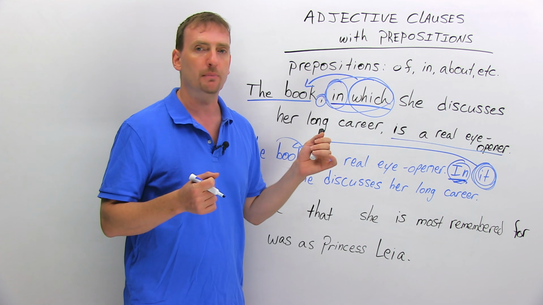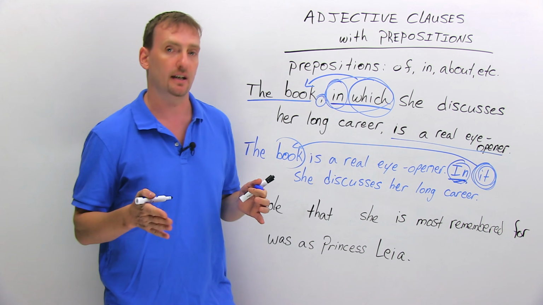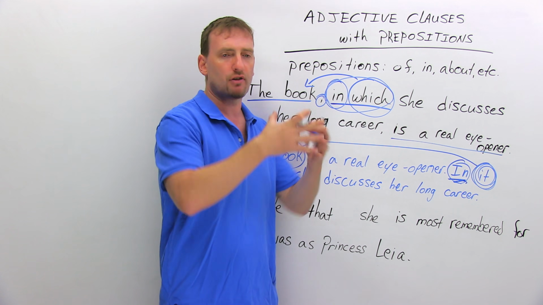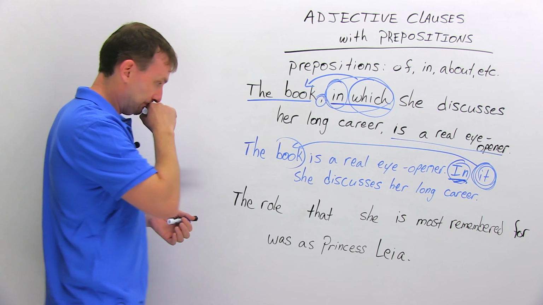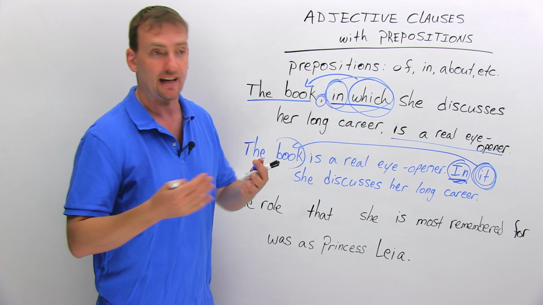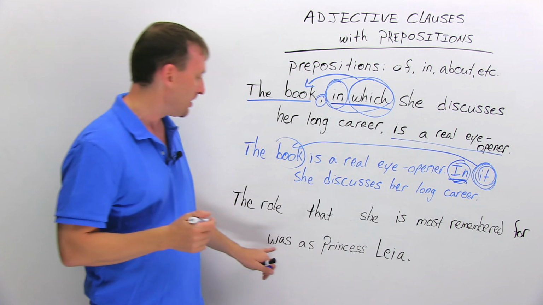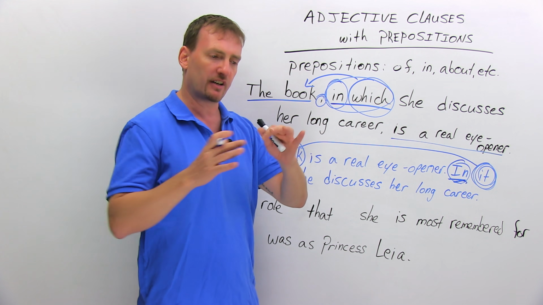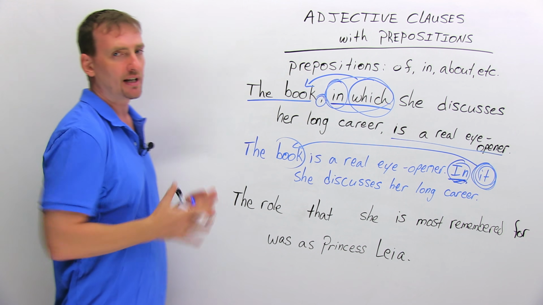The most important thing to remember is where to put the preposition and which preposition you're going to use. So if you're reading a sentence that uses a prepositional relative clause, just try to rearrange it so you understand why or what the function of the preposition is. Let's look at this sentence. The role, now when we talk about acting or actors, they have a role. They have a particular character that they're playing. The role that she is most remembered for was as Princess Leia. Okay? So we're talking about a specific actress, and she's very famous, but she's very famous for playing Princess Leia in Star Wars.